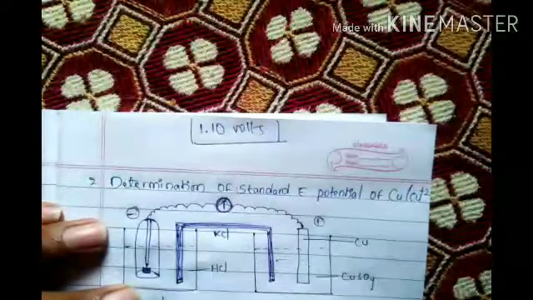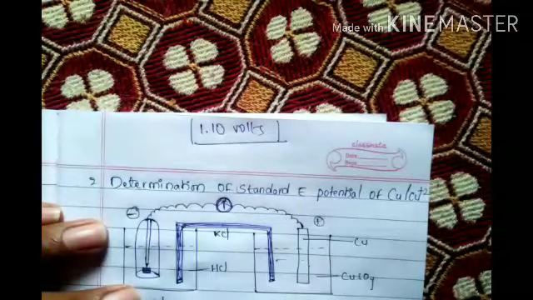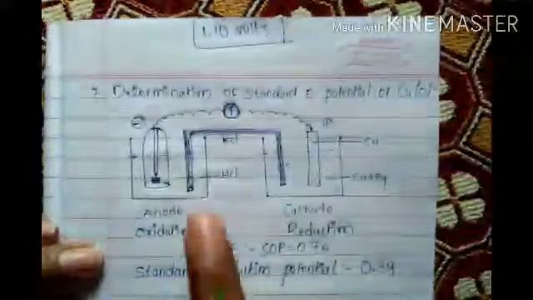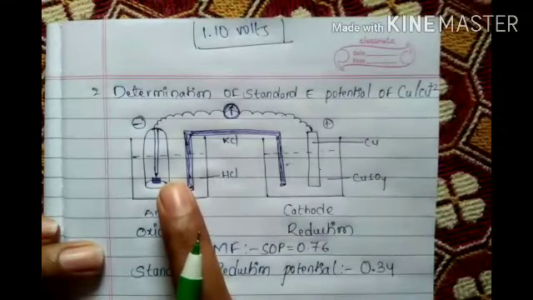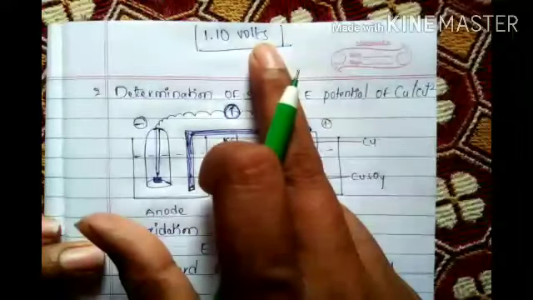So when copper and zinc rods are dipped into zinc sulfate and copper sulfate solutions, 1.10 volts of electricity is produced. This is the conclusion for the cell. But how are we finding that? By using standard electrode potential, and we are finding this is 1.10 volts.